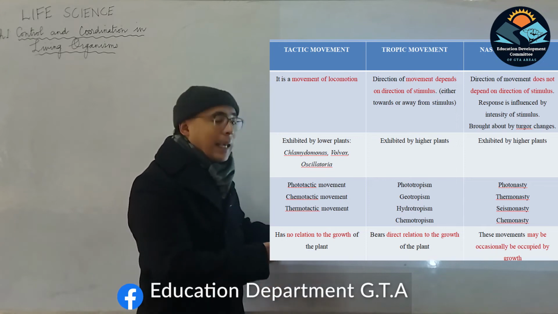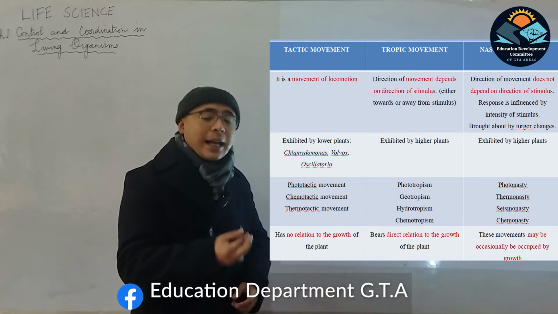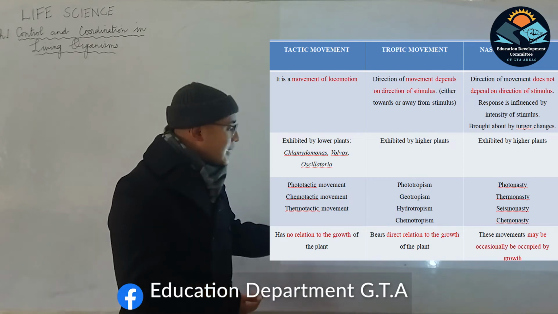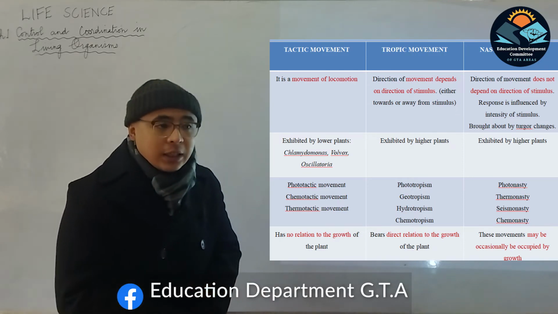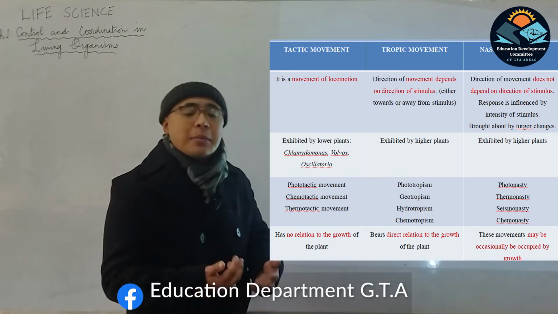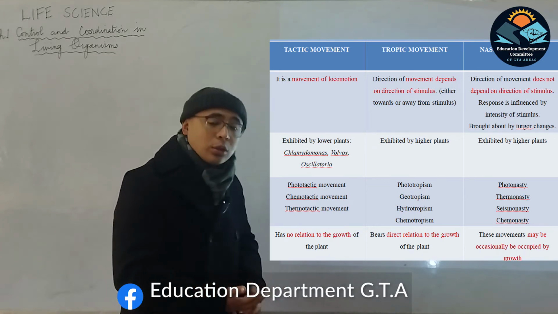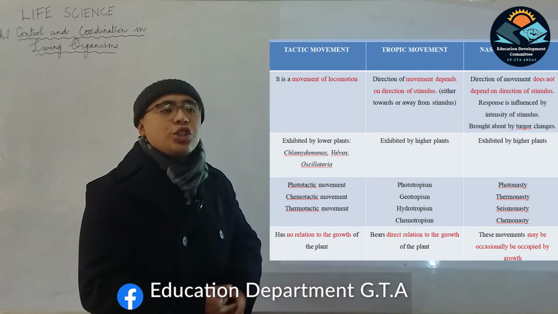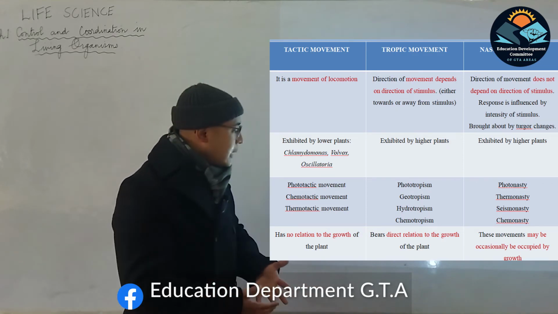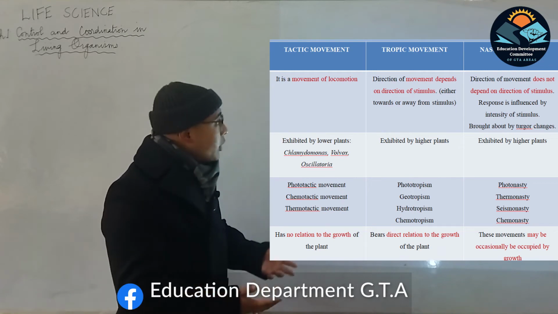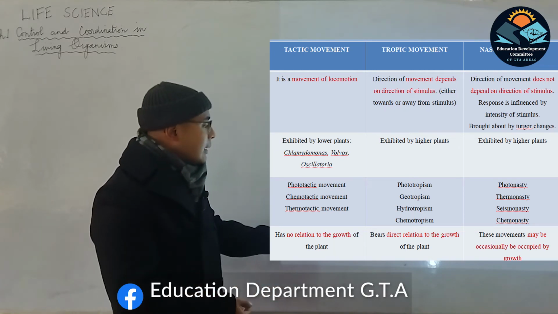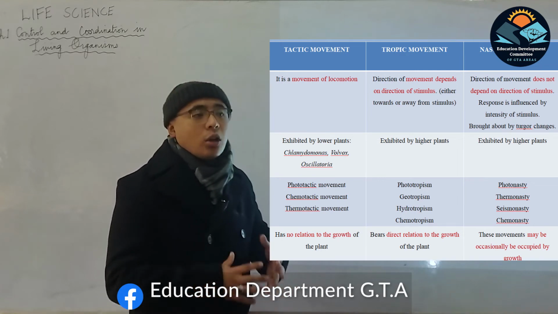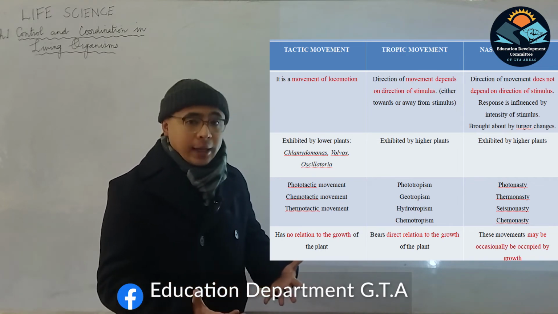Similarly, you can have chemotactic movement, which is a tactic movement in response to different types of chemicals. And lastly, we have thermotactic movement. Here, thermo implies temperature, so thermotactic movement is the tactic movement in response to change in temperature. The last point regarding tactic movement is that it bears no relation to the growth of the plant. It does not influence the growth of the plant in any way.